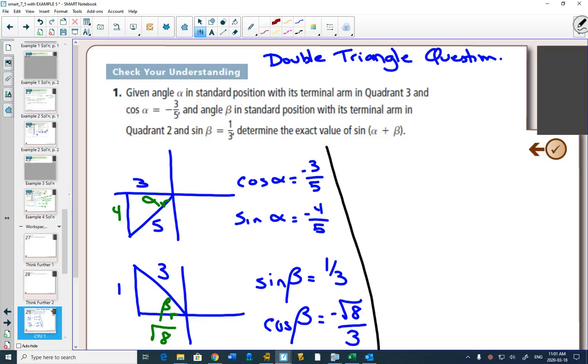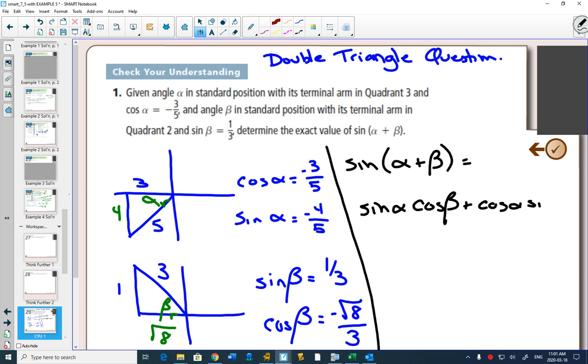Why did we need that preliminary work? Well, this question asked us to find sine of alpha plus beta. And according to the formula that apparently everybody's already memorized, that's sine alpha cos beta plus cos alpha sine beta.